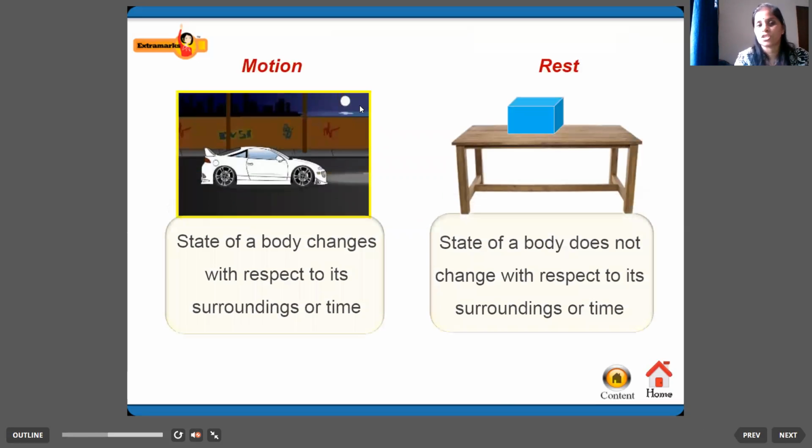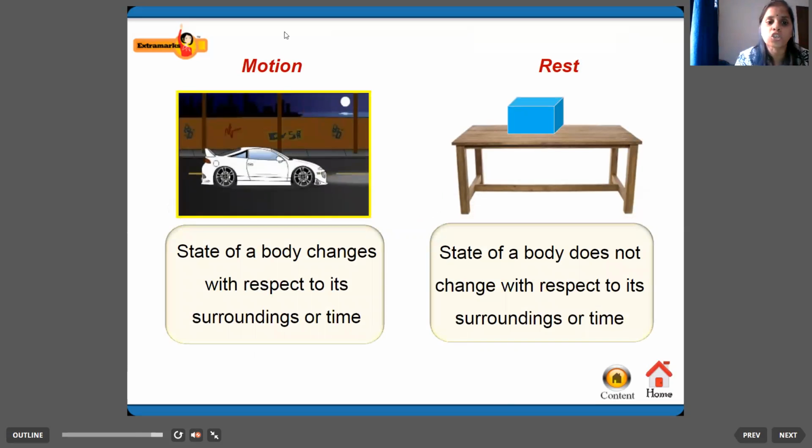Motion and rest. What do you understand by the word motion? Motion means the state of a body changes with respect to its surroundings or time. When an object moves and changes its position with respect to time or the surroundings, we call that object in motion. Rest is when no sort of movement is being shown. Wherever you have placed the object, it remains in the same place. We call that it is at rest. It's not showing any sort of movement.